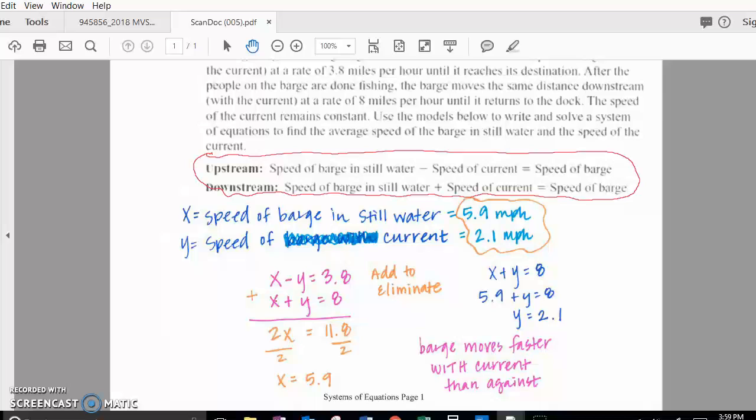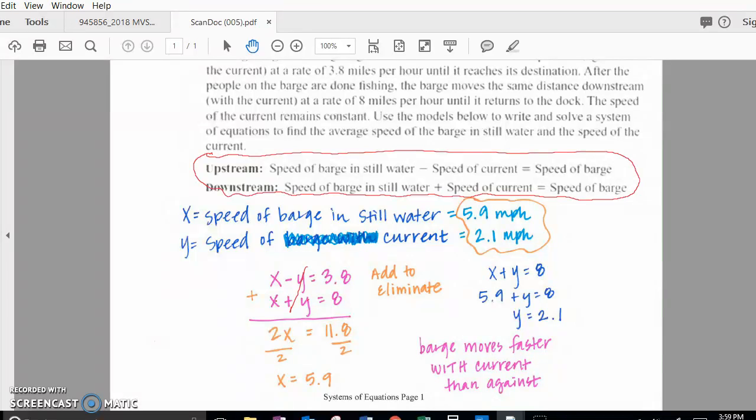Again, this system is set up perfectly for elimination. I would suggest adding, so if you do that, the negative y and the positive y are going to cancel each other out. It's allowing us to solve for x. 1x plus another x is 2x equals 3.8 plus 8, which is 11.8. Divide each side by 2 and x equals 5.9.